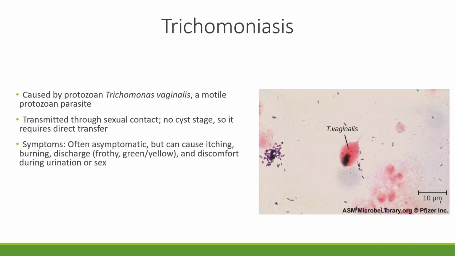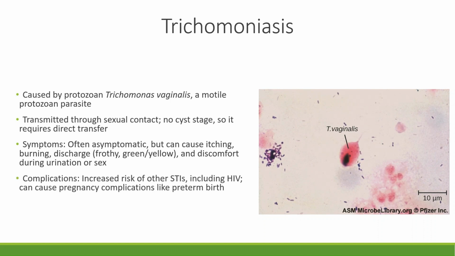Symptoms are typically asymptomatic, but it can cause itching, burning, discharge, which may be a green, sort of frothy or yellow color, and discomfort during urination or sex. It can lead to an increased risk of other STIs due to the infection, including HIV and pregnancy complications like preterm births.